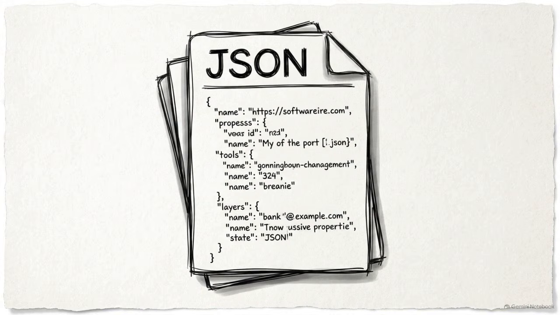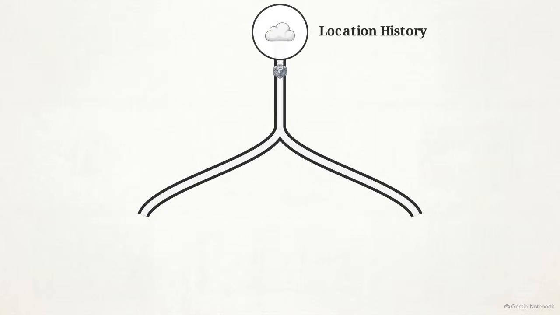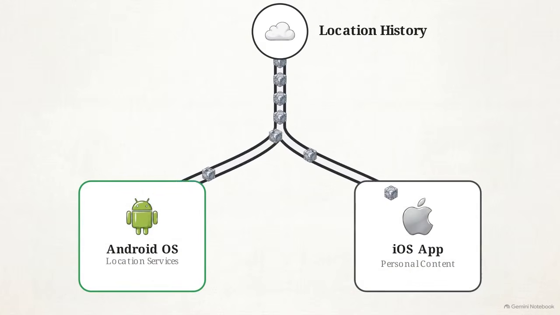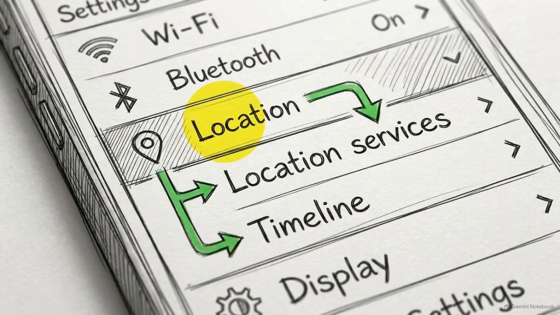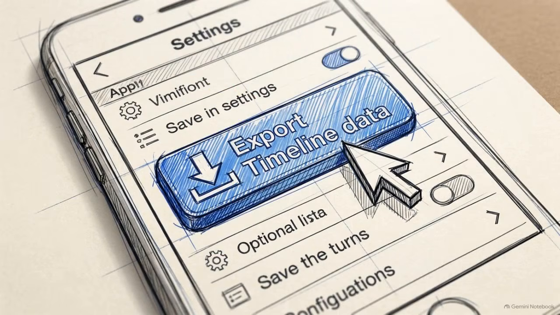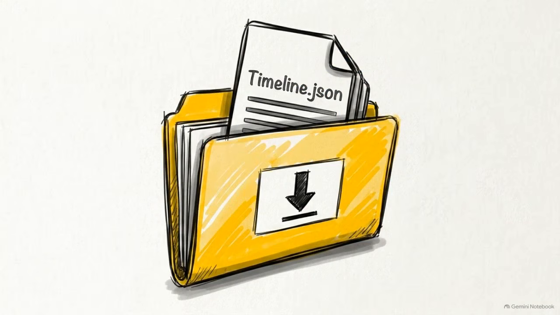Step 1 is extracting that unreadable JSON payload. Because of how the operating systems handle secure data, the exact extraction steps depend entirely on whether you are using Android or iOS. On Android, this process is segregated from the Maps app. You have to open your main system settings, navigate to Location, select Location Services, and finally tap Timeline. From that Timeline panel, tap Export Timeline Data and route the resulting JSON file straight to a persistent local folder, like your standard downloads directory.